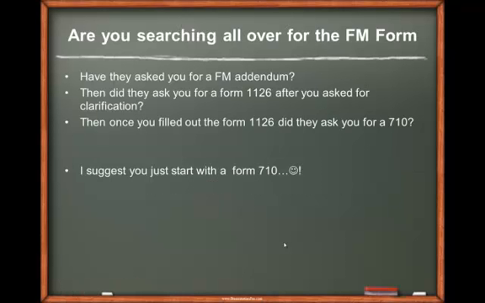Are you searching all over for the Freddie Mac form like so many people are? Has Bank of America asked you for a Freddie Mac Addendum when submitting a file if the investor is Freddie Mac? Only then to ask you for a Form 1126 after you've already provided them with the old Freddie Mac Addendum from last year? And then, once you filled out the Form 1126, did they say, oh my goodness, they stopped using these on December 1st of 2011, I'm going to need a Form 710. I suggest that you start with a Form 710.